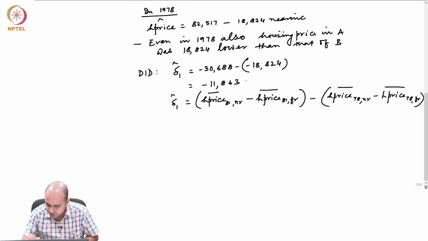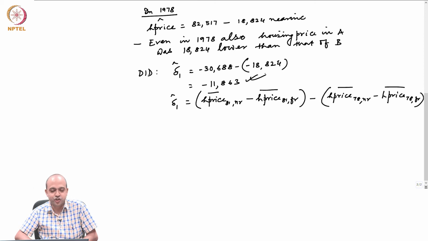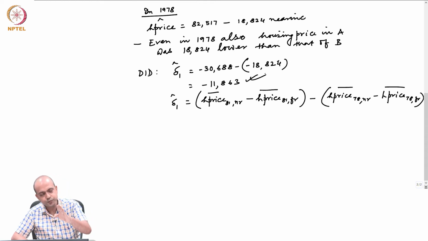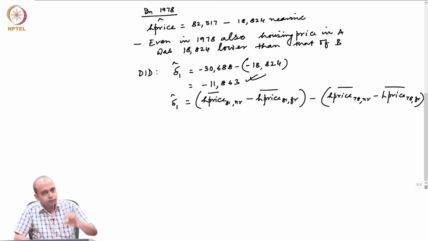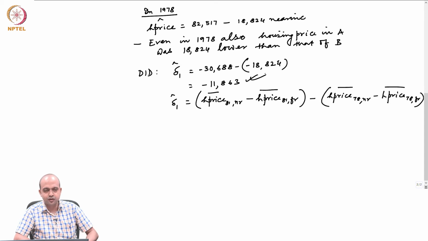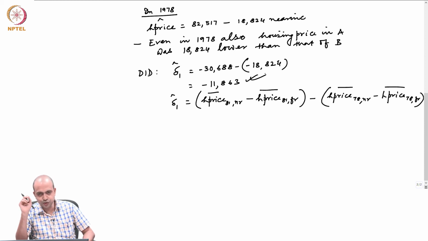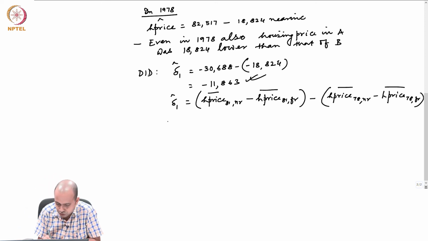So, this 11,863 is basically the DID, which is basically the impact of construction of the garbage incinerator on housing price. So, this way you can write two different dummy variable models and you can take the difference of the estimates, the coefficients attached to the dummy, to calculate the DID. But there is a problem in this approach. What is the shortcoming? Can you think of the shortcoming of this approach?